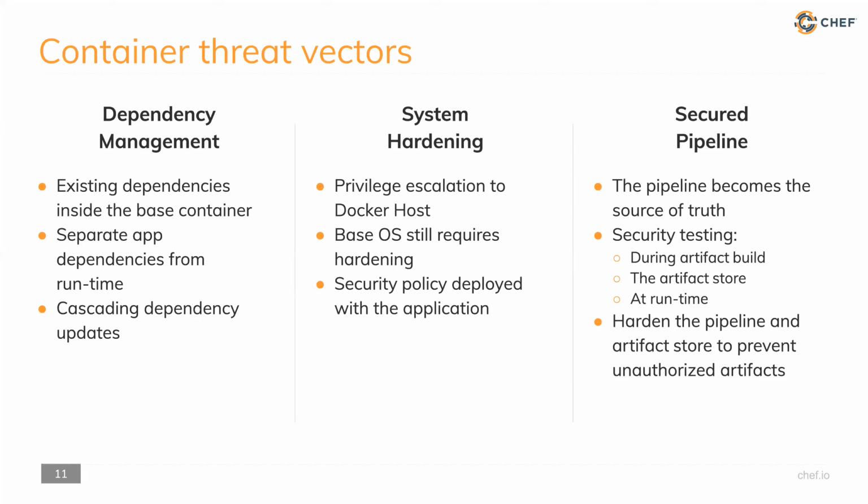There's the base container itself. There's the application dependencies from the runtime. This is one of the things that the containers are trying to do a little bit, or trying to work us towards. And then you have a cascading dependency update. Let's say your base container has a vulnerability and you need to update the base container, which means you need to update every application that's built on that container.